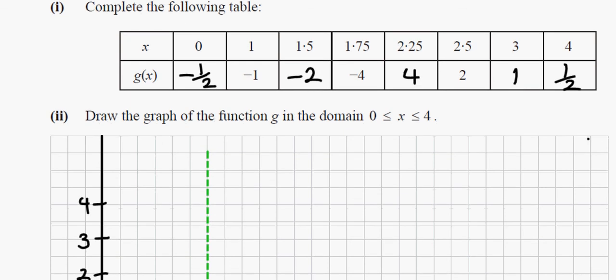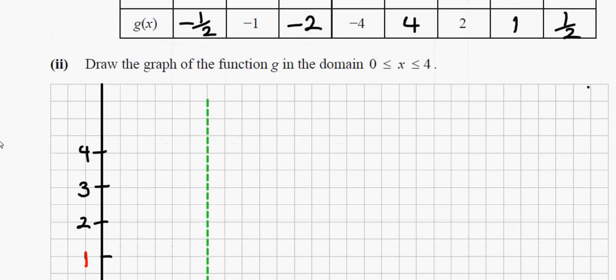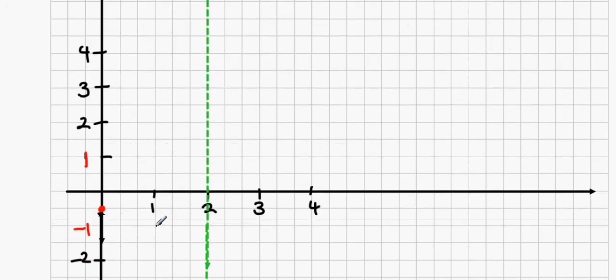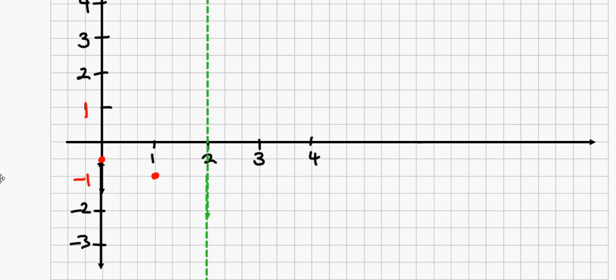Now, the next part is to draw our graph. 0 and minus a half is located here. We'll do it in two sections, a red section and a blue section. So 0, minus a half. Making the points much smaller is a good way to ensure that your graph is accurate. That might be something we did in the last one that didn't make it as accurate. So make it nice and small. So that's 0, minus a half; 1, minus 1, is here. 1.5, minus 2: 1.5 is located around here.